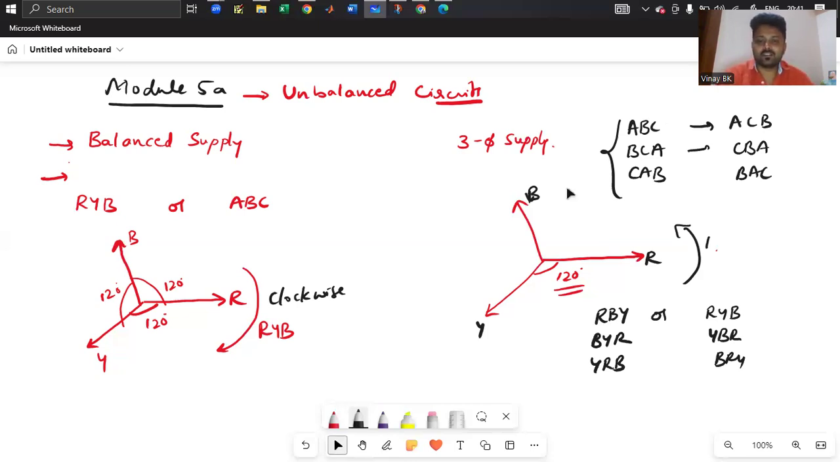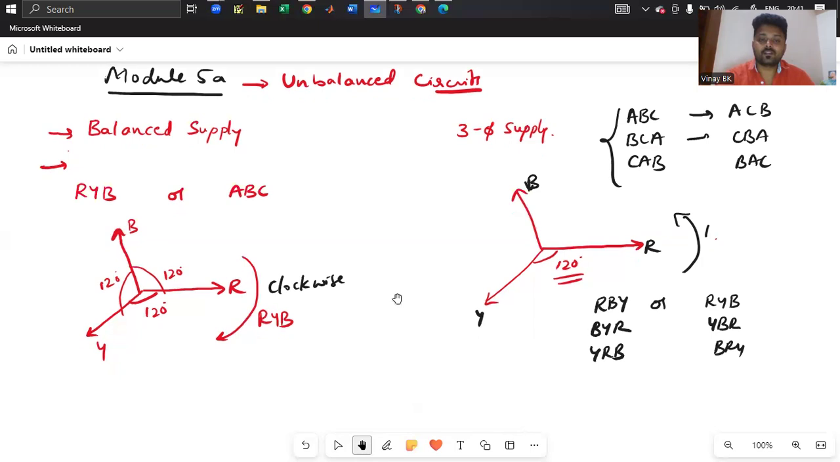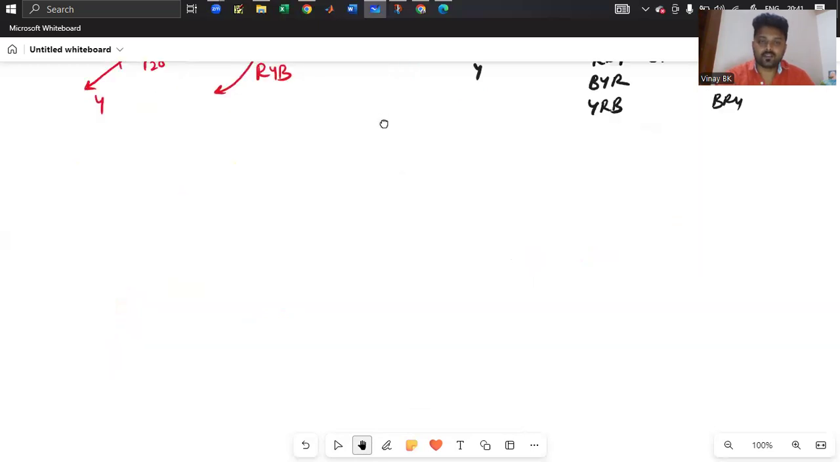Next, we'll discuss references. You can take either voltage as a reference or current as a reference, but it depends on the type of connection. You know that there are two types of connection: one is a star connection, the other one is a delta connection.